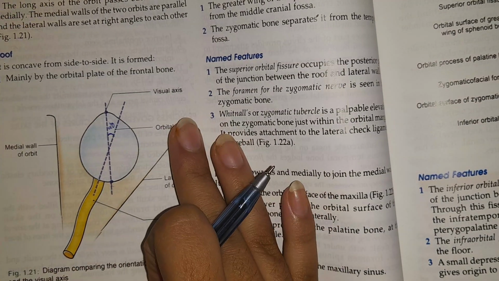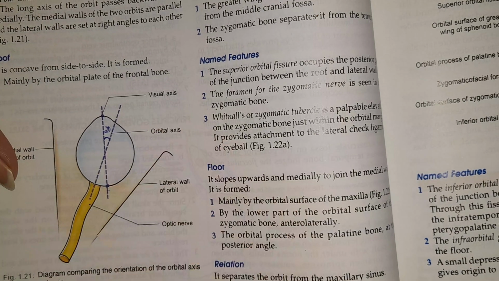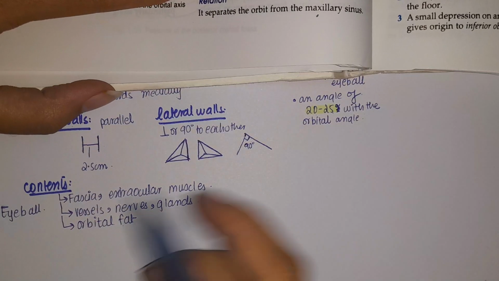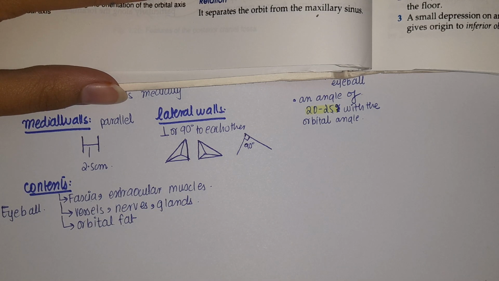With that, we are done with all the axes related to the orbital cavity. In the next video, we are going to discuss the fascia as well as the extraocular muscles of the orbit.